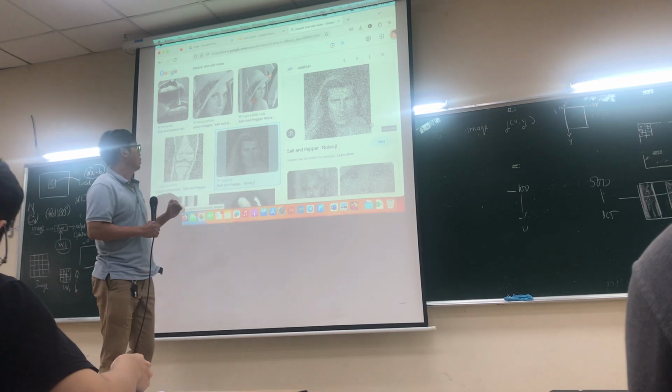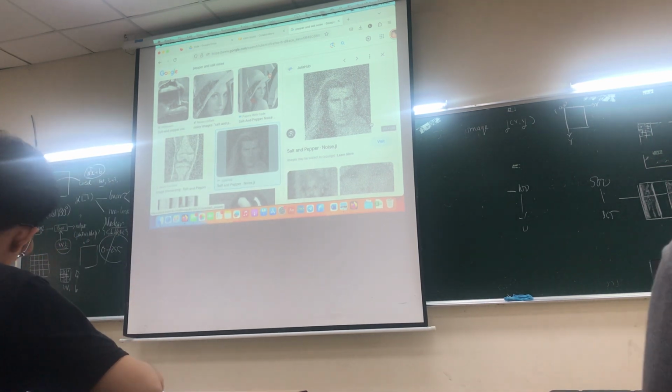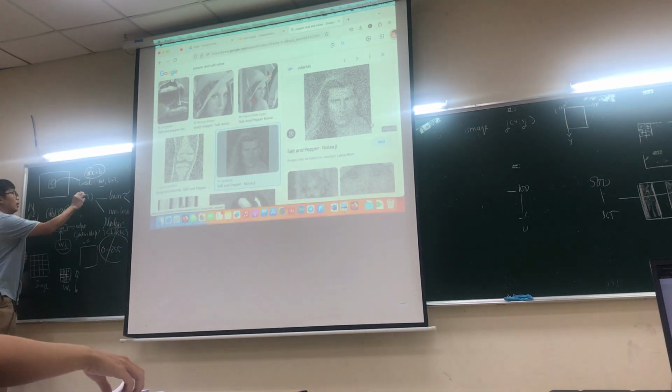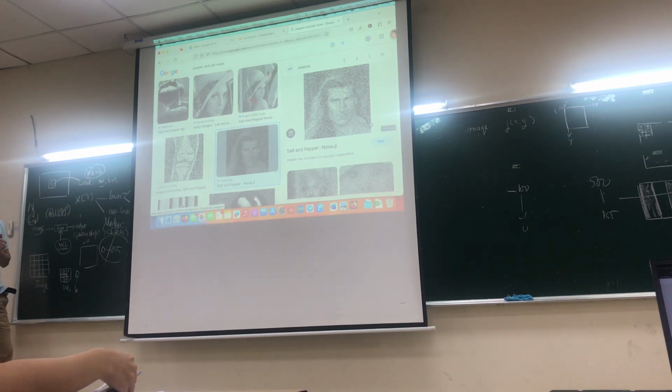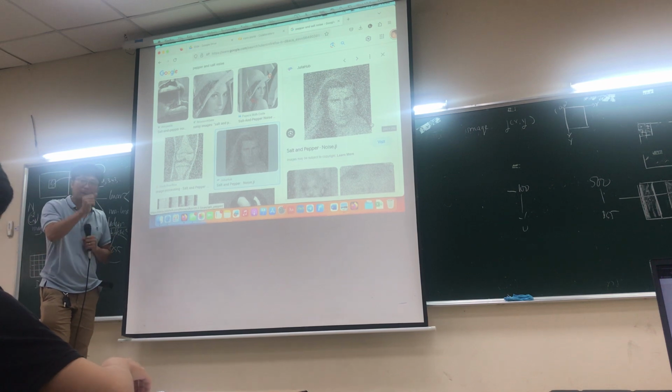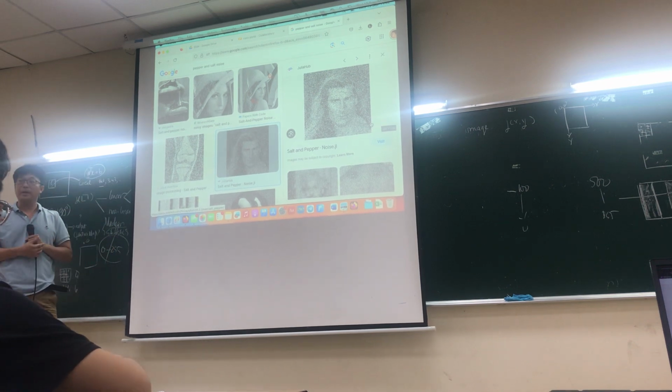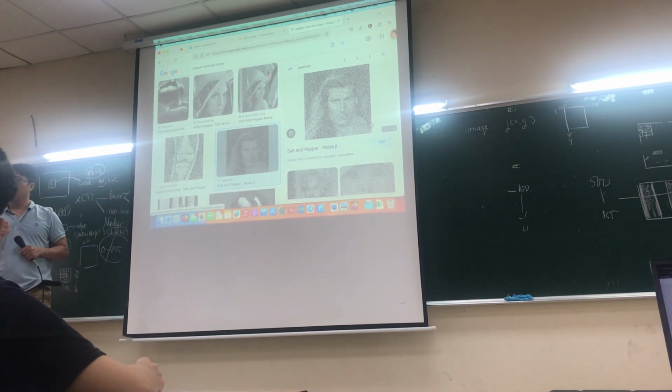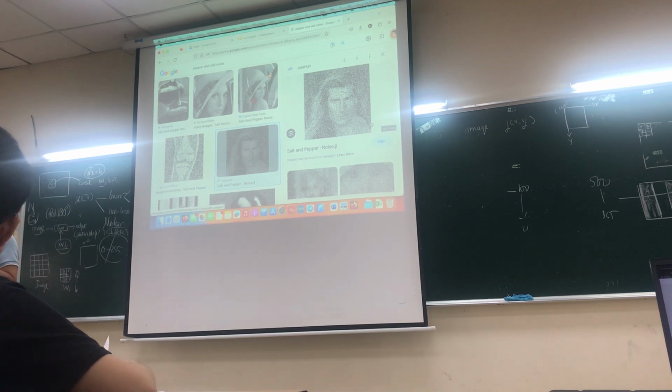So the median filter also has a kernel, but the kernel has no values. For example, 3 by 3: you pick up the 3 by 3, which is 9 values here. You take the median and put it as the output. What do I mean by median? How to compute the median? Sort it, take the middle one, and that's all.